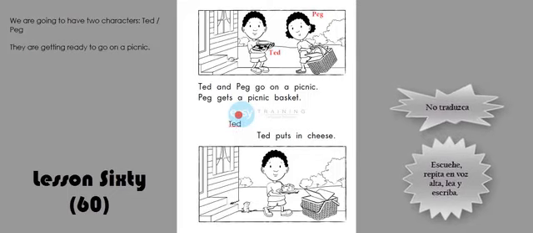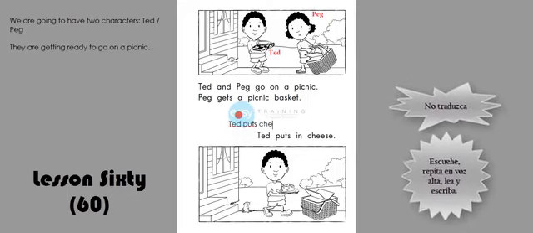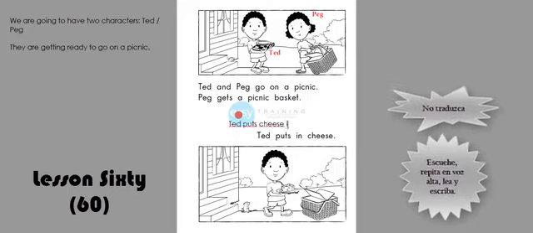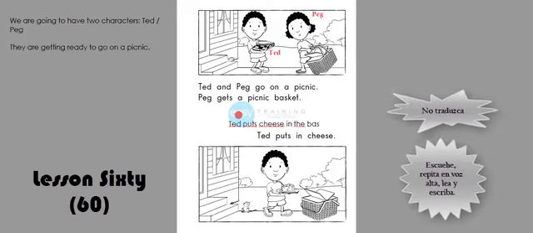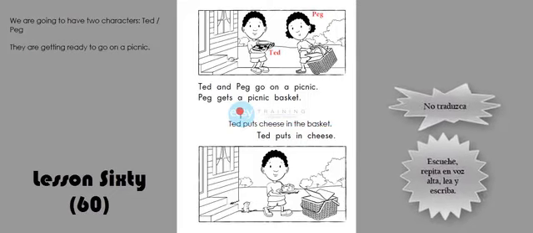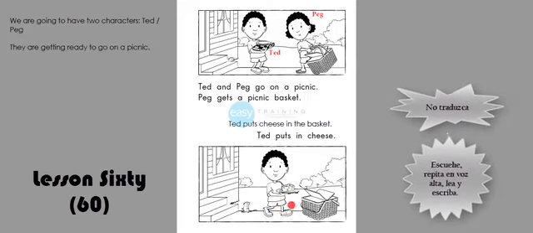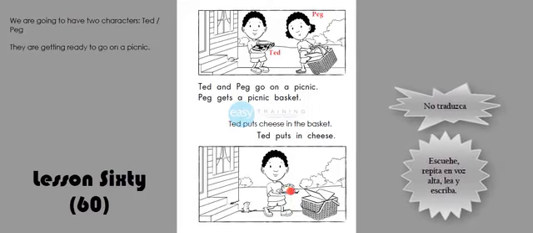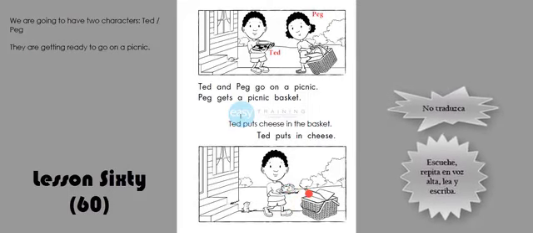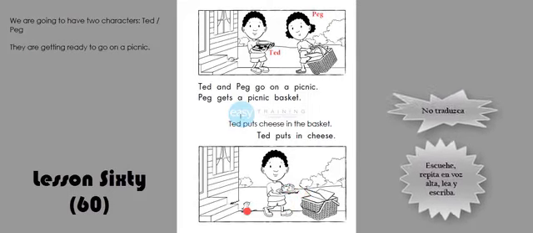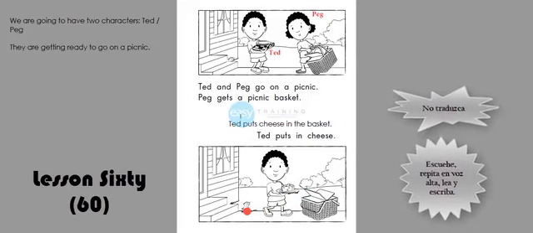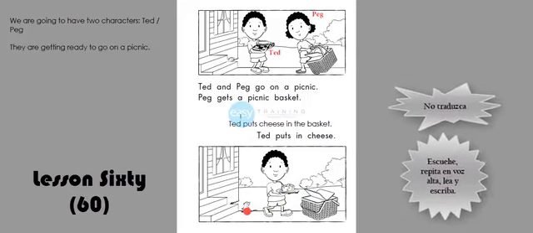Ted puts cheese in the basket. Look, here is Ted. Ted is walking to the basket to put this cheese in the basket. And here is the mouse. The mouse is watching Ted.